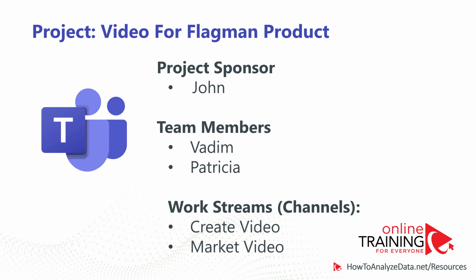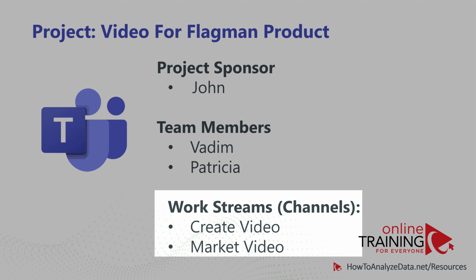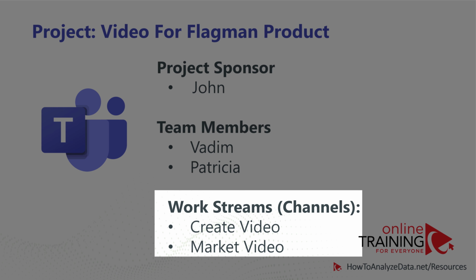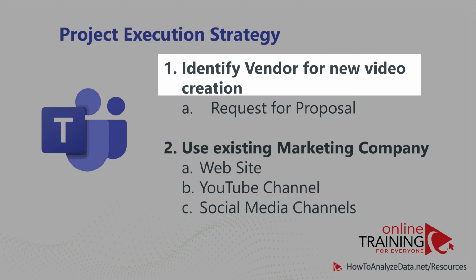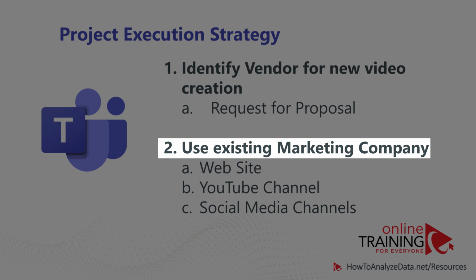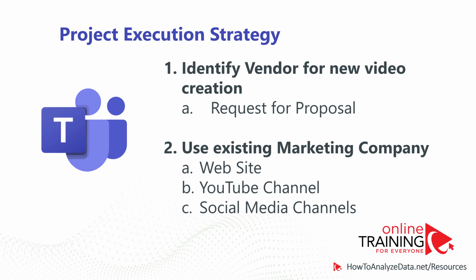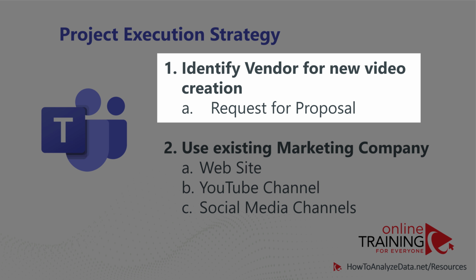We've identified 2 main work streams for the project. First one is to create the video, and second one is to market the video. Our strategy is to find a new vendor to create a video and use an existing vendor to market the video. To be compliant with laws and regulations, we are required to create a request for proposal, reach out to the vendors, evaluate the request for proposal, and then select the vendor.